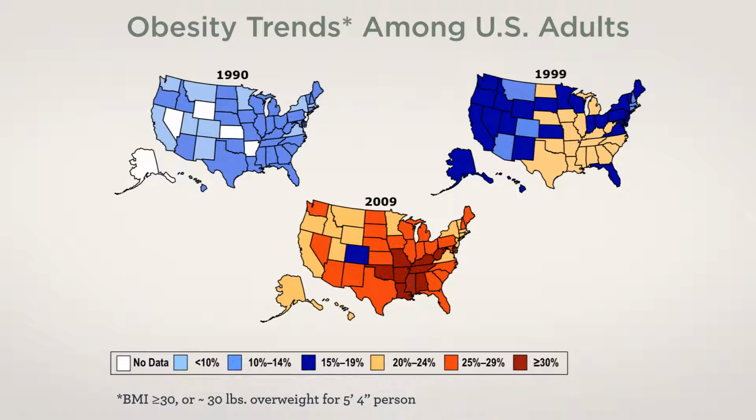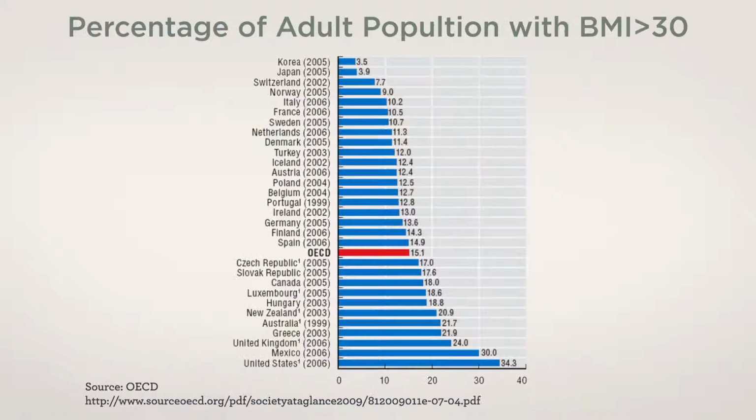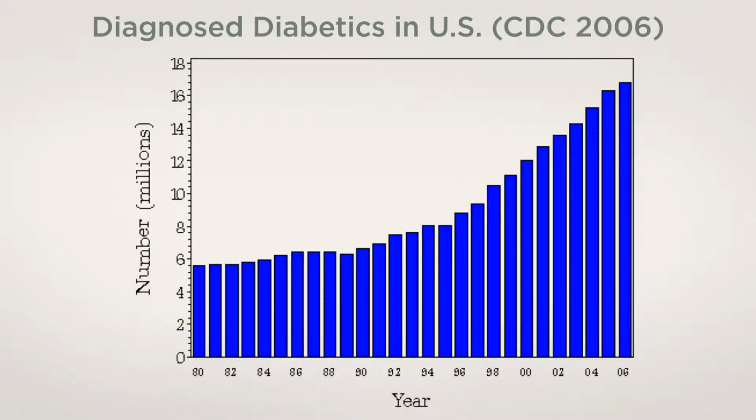Where we used to start, the heaviest state had 10 to 14% obese. Now the skinniest state is 15 to 19% obese. Comparing us to the rest of the world, you'll see that we're far above most other countries. OECD countries are what we might think of as first world countries. We have more than twice as many obese people as the other countries, which has a lot to do with our healthcare costs. The cause of this is expanding rates of diabetics.